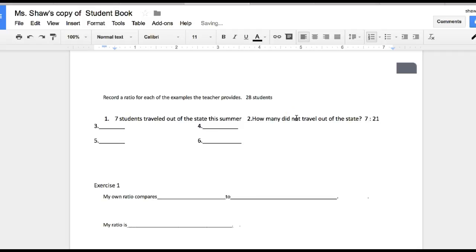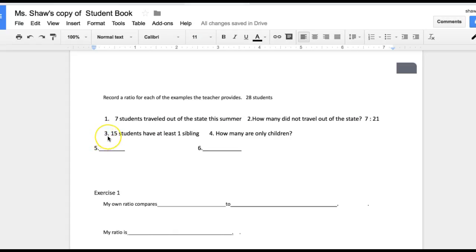That's our ratio. You could also write it as 7 with the word TO in the middle and then 21. Because we didn't want the total number of students in our ratio. We just wanted to know the number who traveled out of the state with the number who didn't travel out of the state. And that's our first ratio.